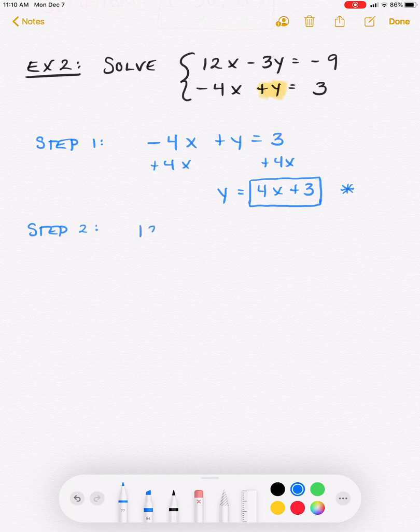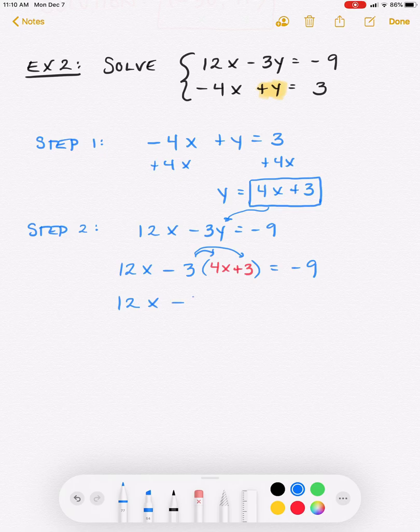All right, so step 2 is now we're going to use the other equation, and we're going to replace the y with what I boxed in, 4x plus 3. All right, so 12x minus 3, we're going to take out the y and replace it with 4x plus 3. And then we write the rest of the equation, and that equals negative 9, okay? You know you're doing this right when you now have an equation that has just one single variable, and that is we're solving for x.